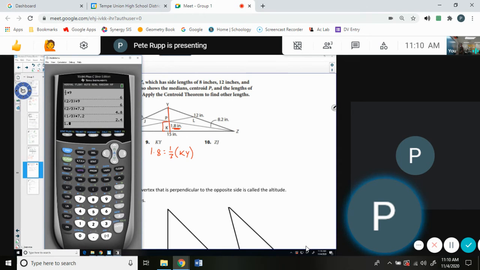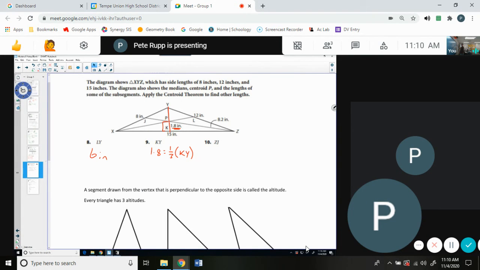Okay, so 1.8 divided by 1/3. That's how you type it in the calculator: 1.8 divided by 1 divided by 3. Hit enter, and that gives you the whole segment KY, which is 5.4. So that one is definitely a little bit trickier than some of the ones we were doing earlier. And make sure you put your units, that's inches.